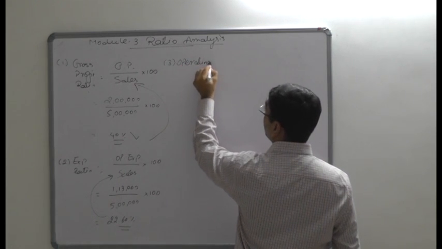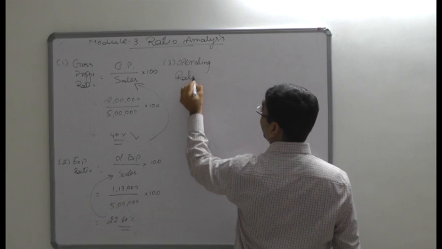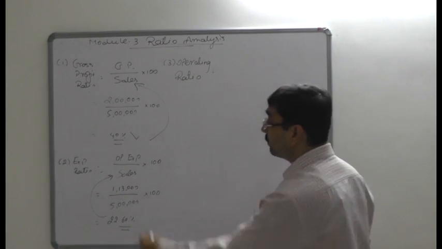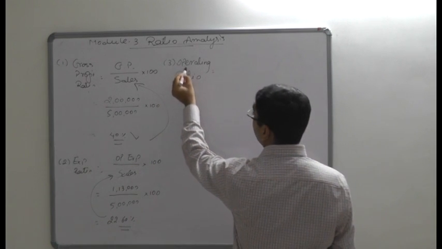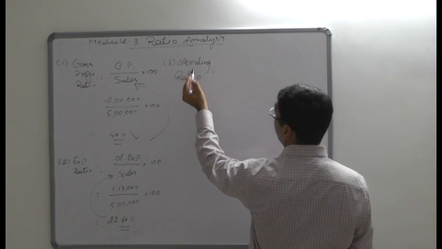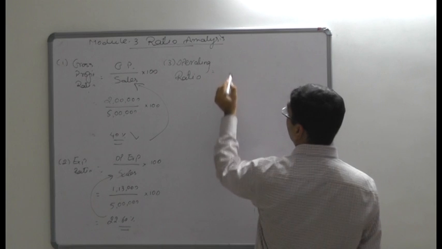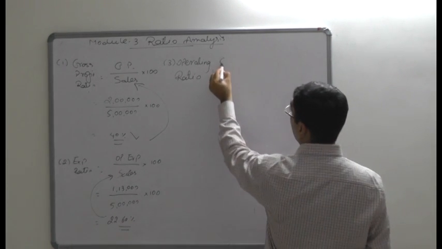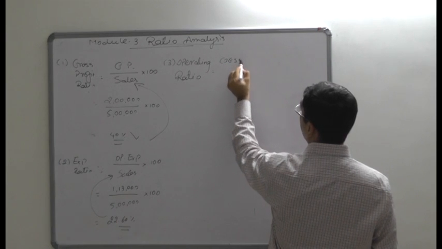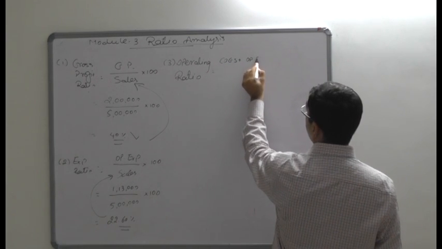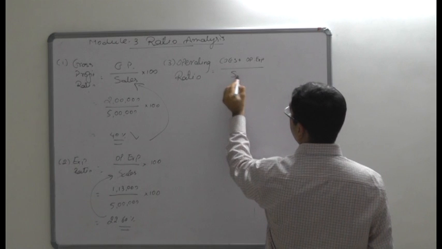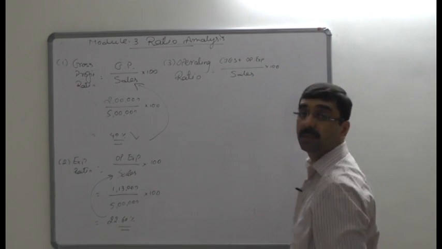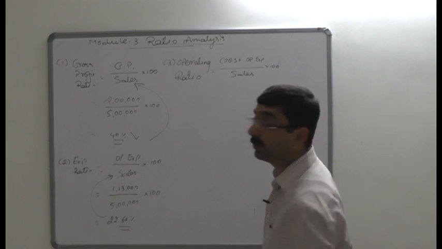Operating ratio actually covers all the operating expenses, including cost of goods sold. This is the only expense ratio where all types of operating expenses are covered. The formula for the operating ratio is cost of goods sold (COGS) plus operating expenses, divided by sales, into 100. This is the formula for the operating expense ratio.